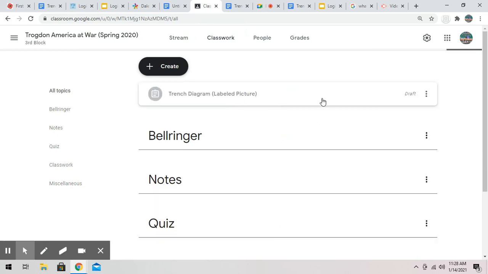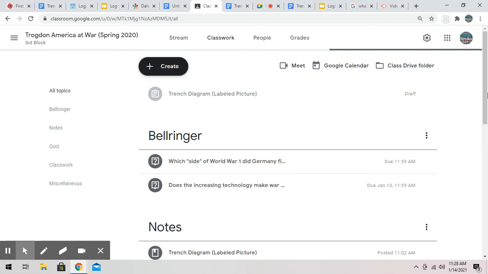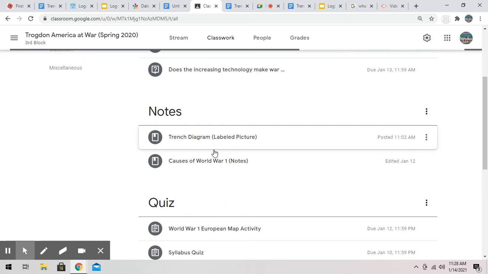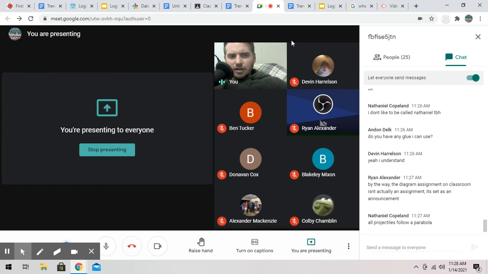All right, that's where I messed up, and that's just a draft. Yeah, it's in the notes section. Trench diagrams are in the notes section, so that does need to go in your notebook. Okay, so we'll make sure we're on the same page.